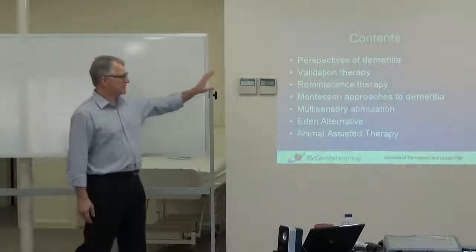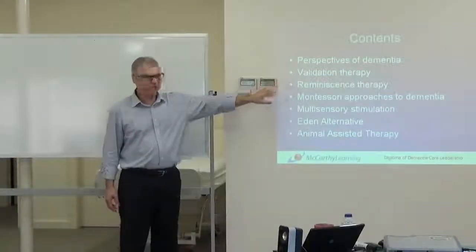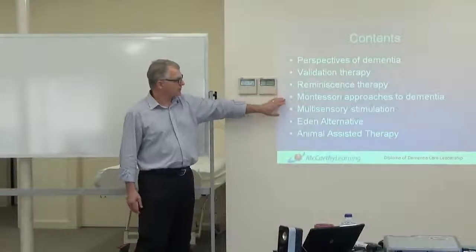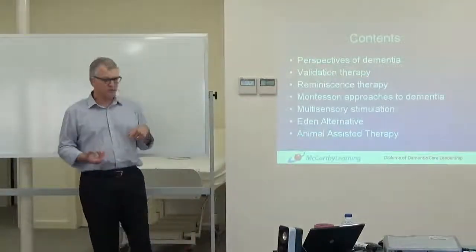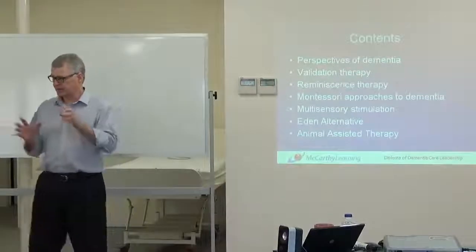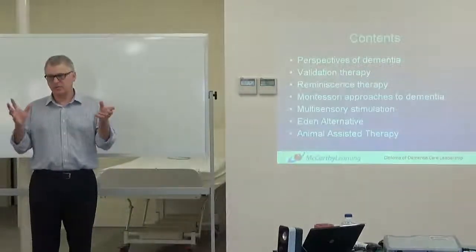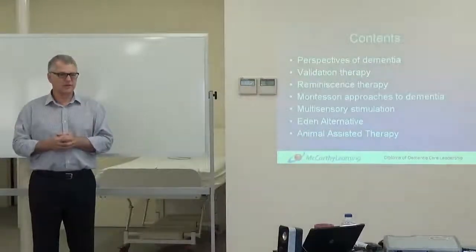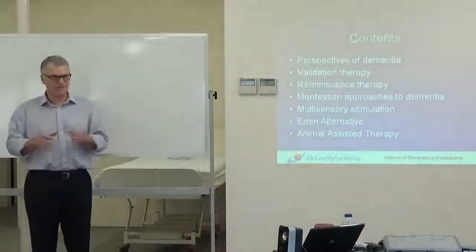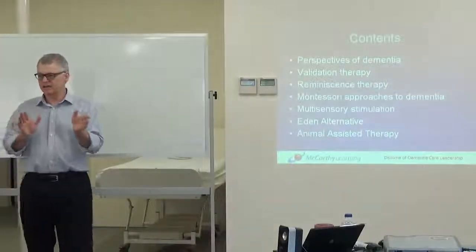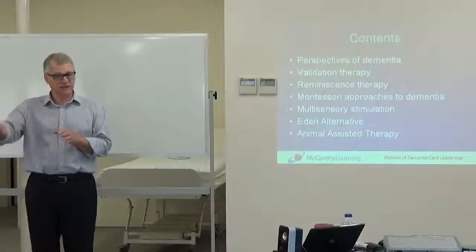How is it currently seen through the lens of validation therapy, reminiscence therapy, Montessori approaches, multisensory stimulation, the Eden Alternative and animal-assisted therapy? These are various contemporary approaches that often we hear about but we don't look into much. So this is a way for us to spend some time today looking into various approaches and seeing how they might lead you to approach a person with dementia slightly differently.